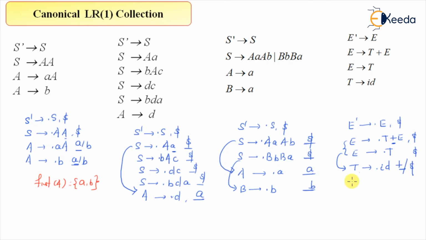Or you can think of it this way: because of this I will add T derives dot id, and in that case your follow symbol will be plus, and for this one I will also include T derives dot id, and in that case it will be dollar. There are two Ts and two situations, and plus and dollar will be in the follow set. So combined, I can write it in this way.